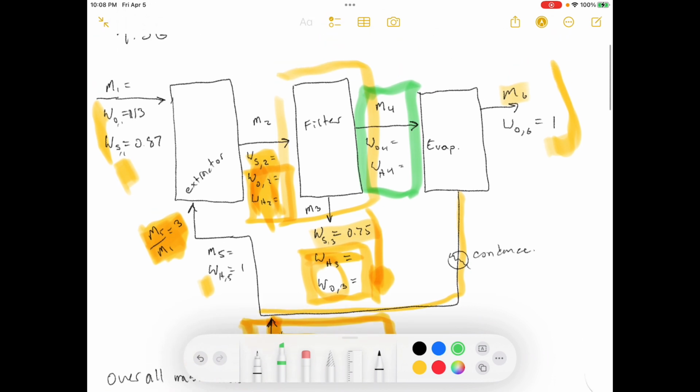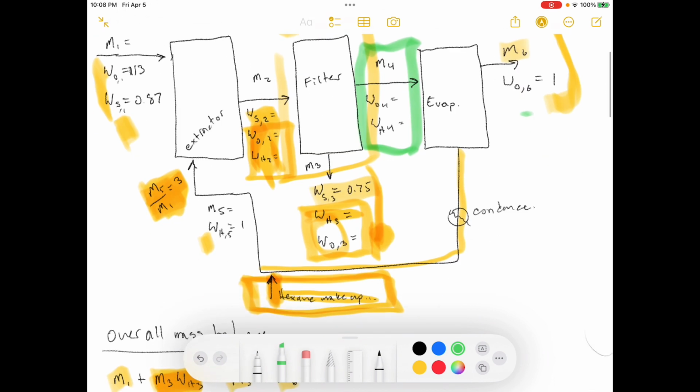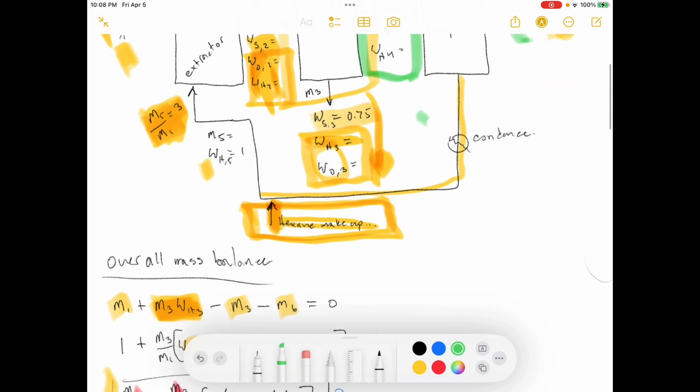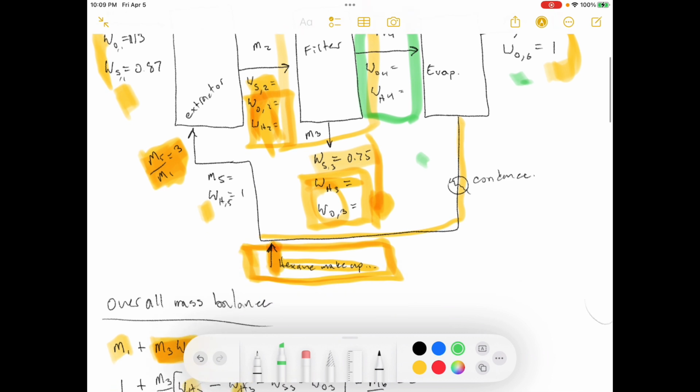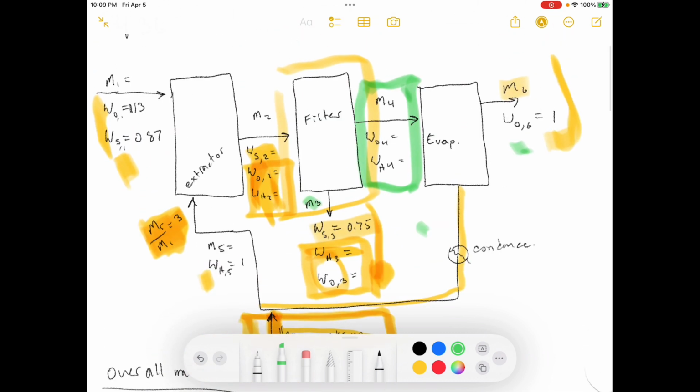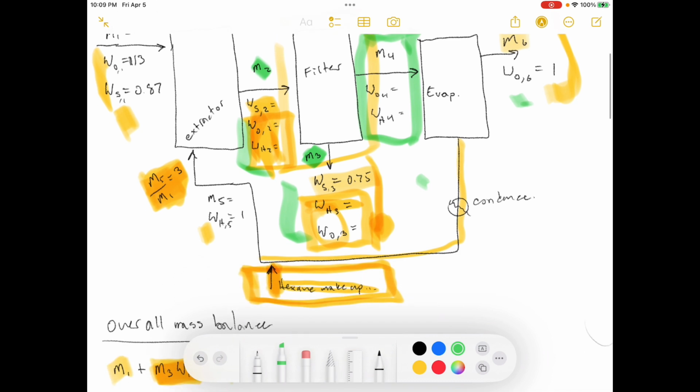But it should be pretty easy. If you know all the rest of these variables, you can solve for stream 4. It shouldn't be too much harder. We know M3 with respect to M1 and M2 with respect to M1, and we know all of the weight percents. Just do a balance around the filter, and you can figure out what M4 is. If you have to figure out what M4 is, that's how you would do it, okay?